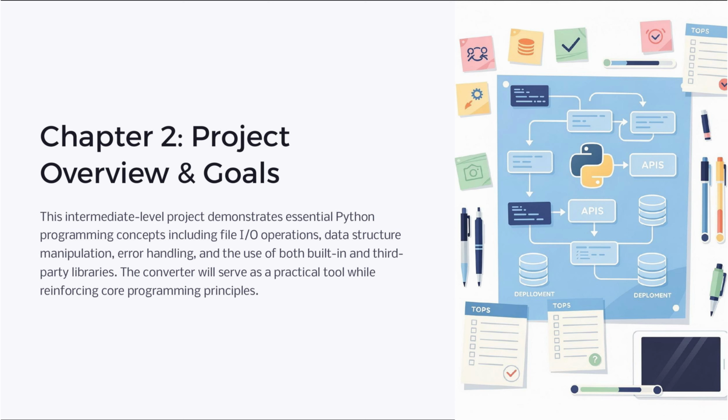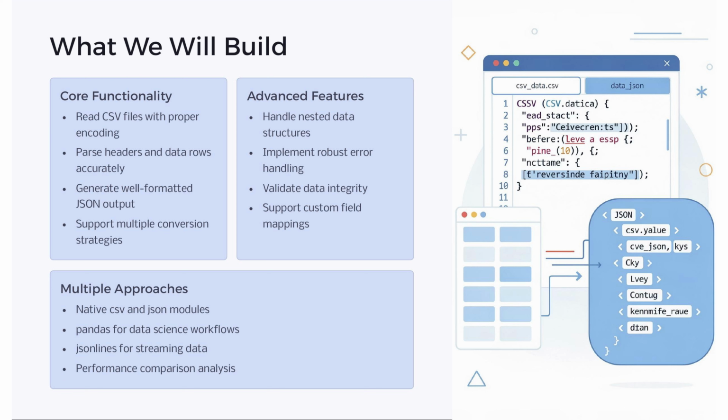in real-world applications. We'll build a tool to read CSV files, accurately parse headers and data, and generate well-formatted JSON. It will support multiple conversion strategies, handle nested data, and ensure data integrity with robust error handling. We'll use native modules, pandas, and JSON lines, comparing their performance for optimal results.